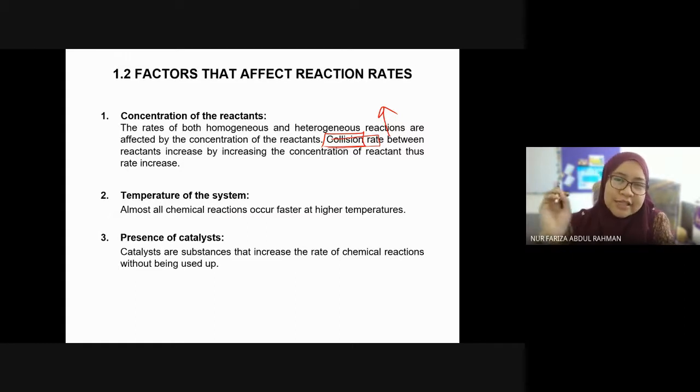For a start, I'll give you the idea. It does not necessarily mean that when a collision takes place, it will of course produce product. No, not necessarily. During collision there are some rules that the particles need to obey in order to produce product. We call it effective collision. Effective collision means collision that produces product.